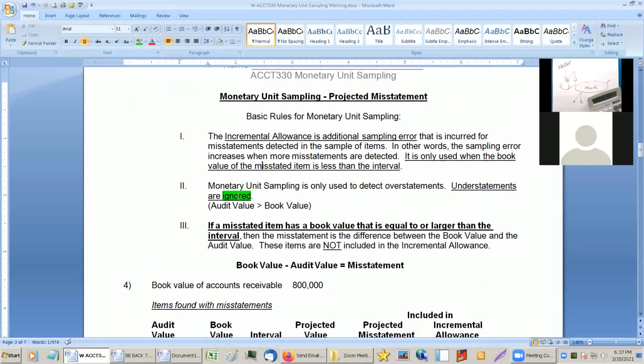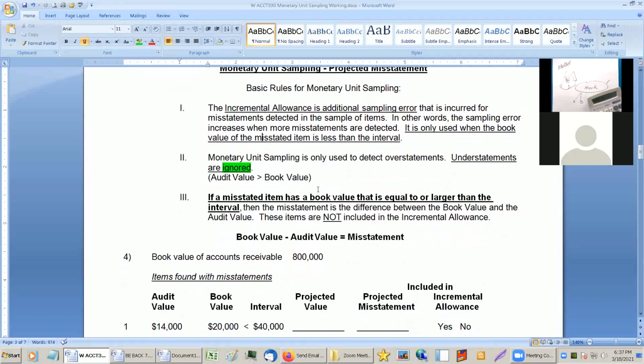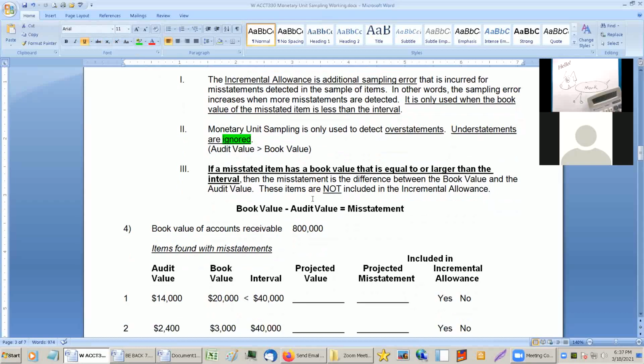So understatements, it's kind of like fishing. You go fishing and you catch a boot. You're not trying to catch a boot, so you throw the boot. No, you probably don't throw the boot back in. That'd be littering. But anyway, you're not happy. You're only looking for overstatements. So understatements, you ignore them.